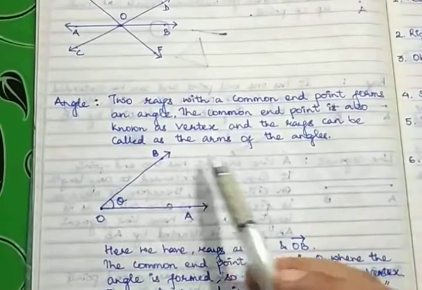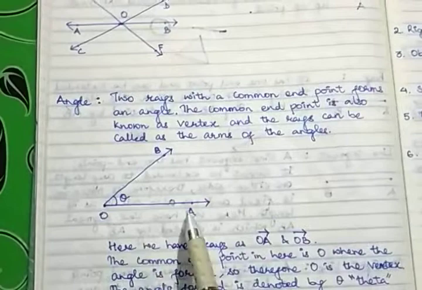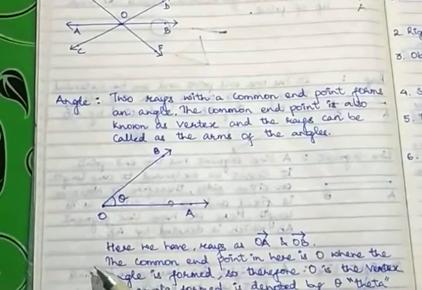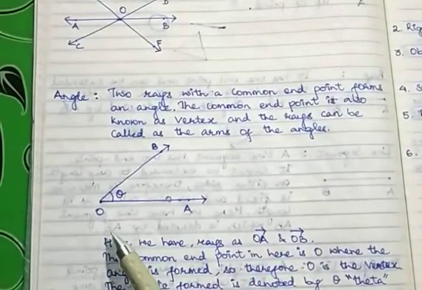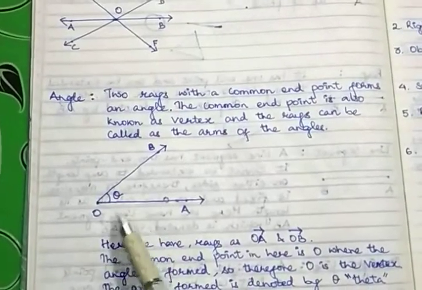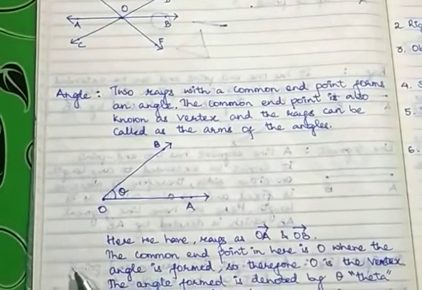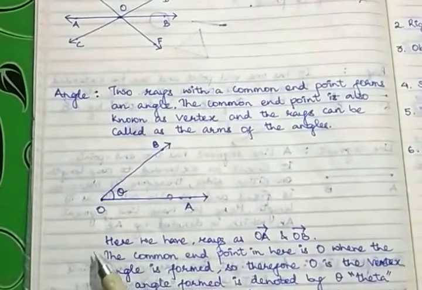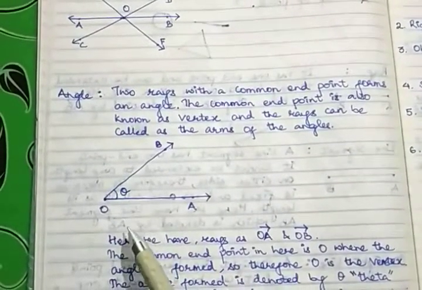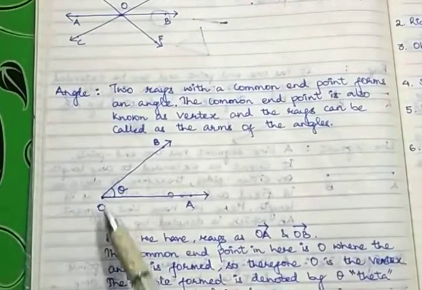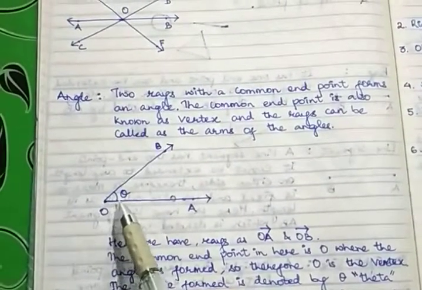And the rays can be known as the arms of the angle. Now see, once the angle is formed, these rays can be called the arms of the angle. So here what we can see is the arms of the angle are OA and OB, because we know that OA and OB are rays also, isn't it? Two rays, but they have shared a common endpoint. Remember, two rays have shared a common endpoint.